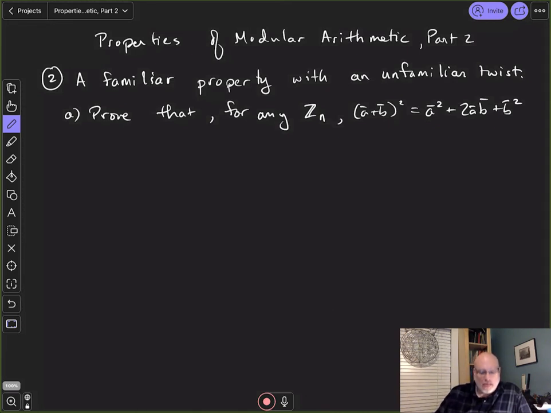Now, I am using the bars over these again just to keep reminding us that we're dealing with a different set of numbers, that these numbers mean something a little bit different than what we're used to in algebra. So just keep that in mind. We're going to look at something a little bit more general. Notice I don't have my chart this time because we're looking at this for any z sub n.